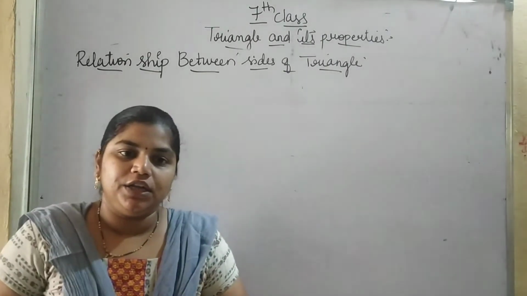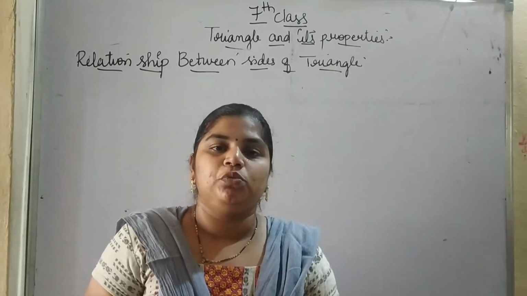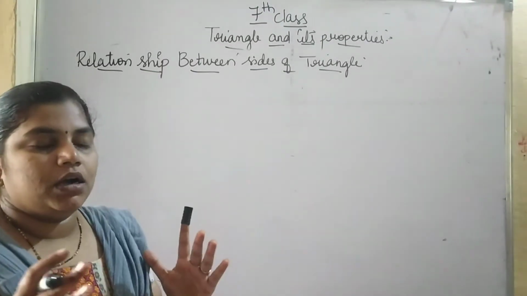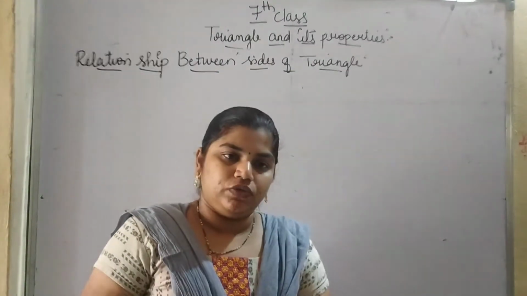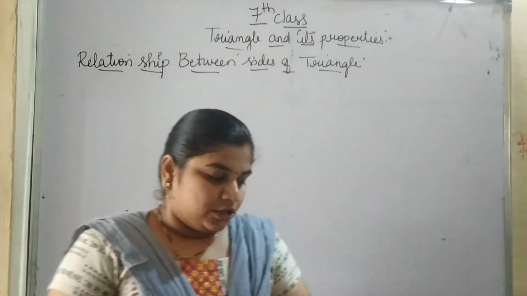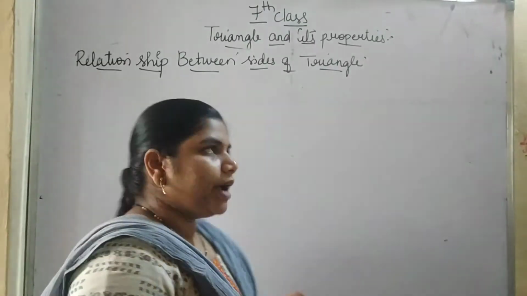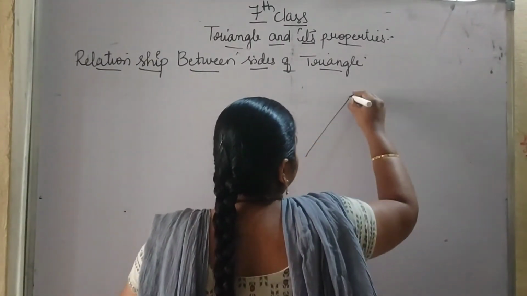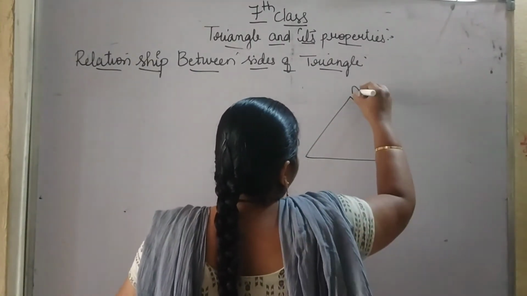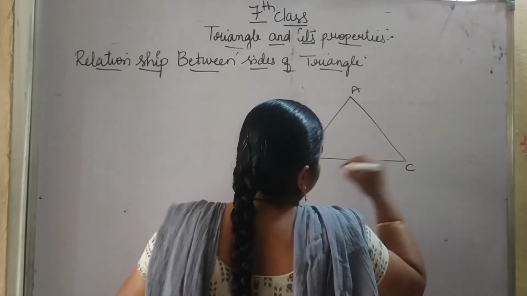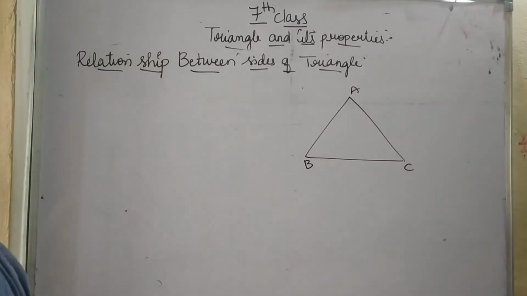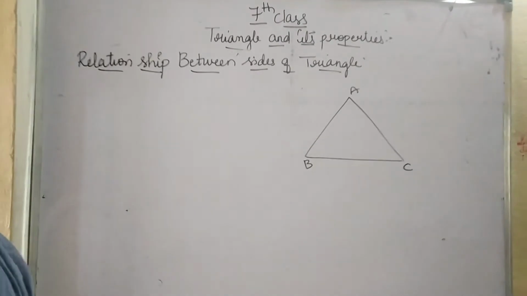So what are we learning? Which type of measurement should be there to construct a triangle? That we are going to learn in this. So what is the relationship? Here, I am drawing a triangle. So it is A, B, C. How many sides are there? 3 sides are there, 3 vertices are there, 3 angles are there.